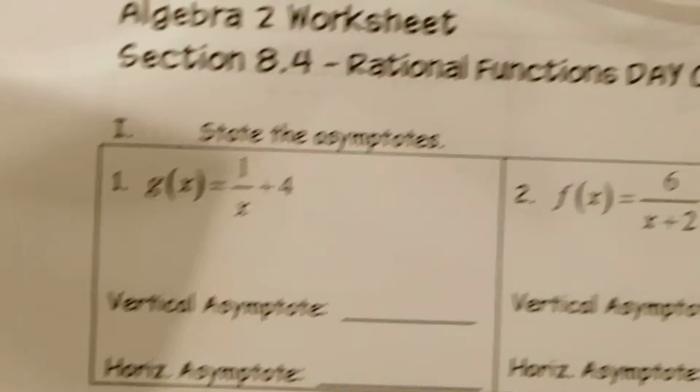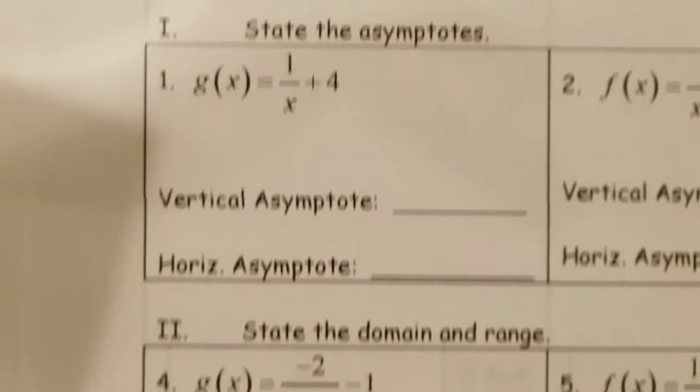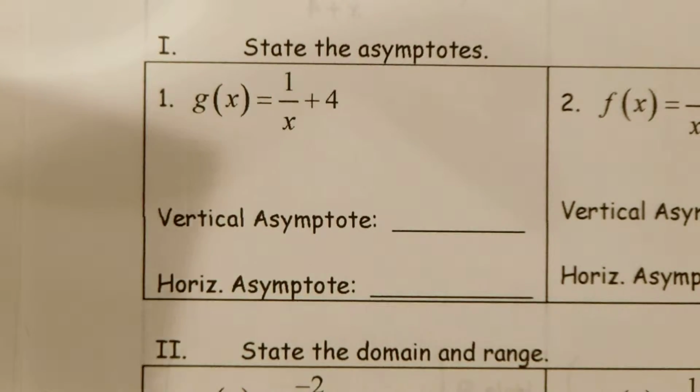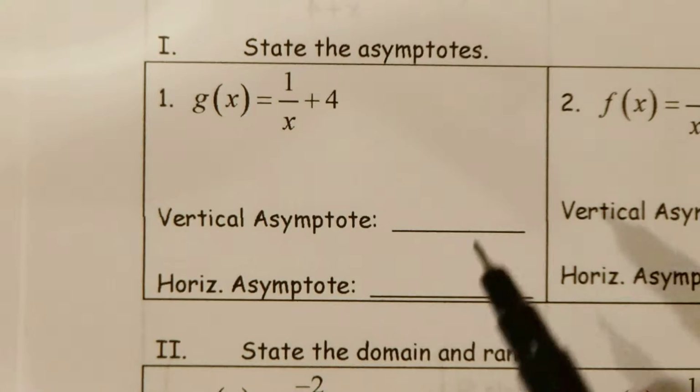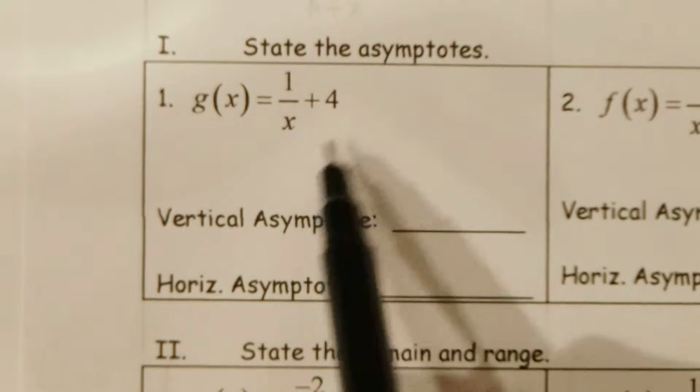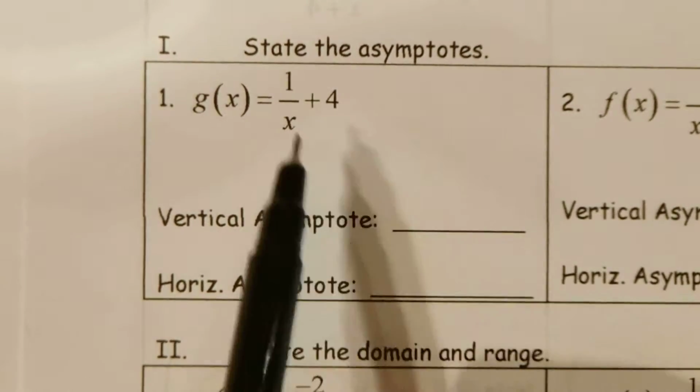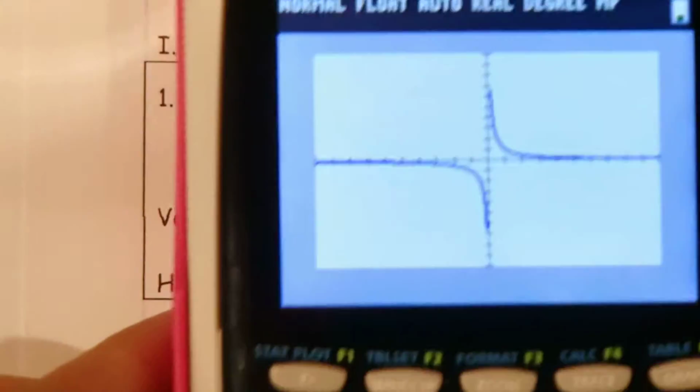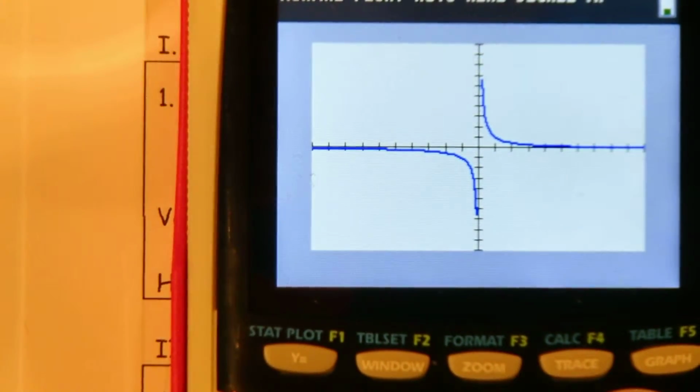Section 8.4, Rational Functions, Day 1 for this assignment. We're going to state the asymptotes for number 1. So if you look at this function, we've got g of x equals 1 over x plus 4. If you have a function that has 1 over x, this is what it's going to look like. This is the parent function, just to give you an idea.